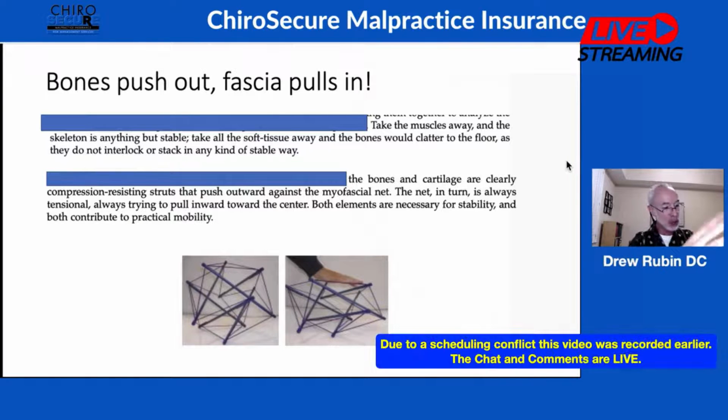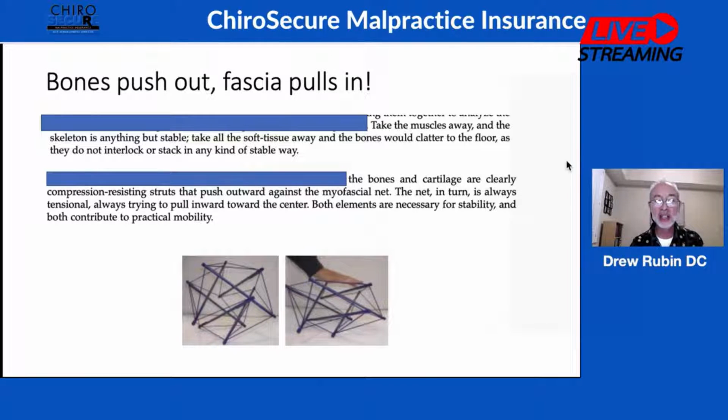We move like this, the nerves are working, the blood vessels are working. It's all together. It's not just this little separate entity. Like he says here, take the muscles away and the skeleton is anything but stable. Take the soft tissue away and the bones will clatter to the floor. The bones and cartilage are clearly compression resisting struts that push outward against the myofascial net. The net in turn is always tensional, always trying to pull inward towards the center. Both elements are necessary for stability and contribute to practical mobility.